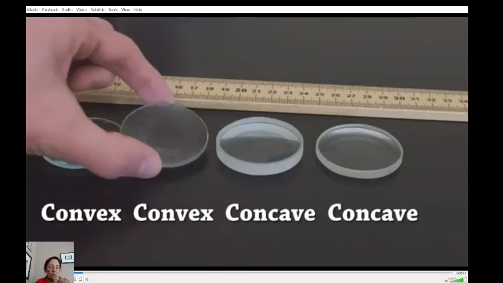So what they try to do is to hide how thick it is. So they have improved a lot in designing the lenses.